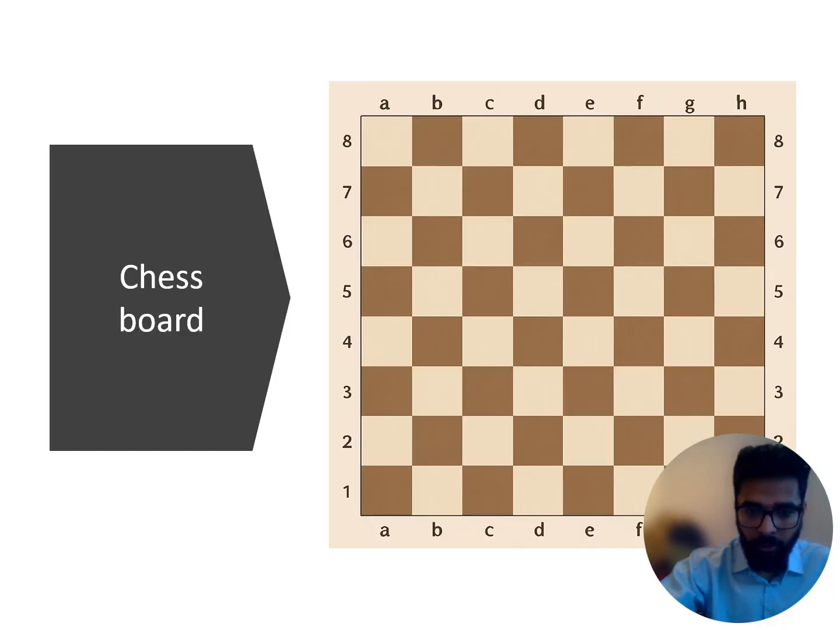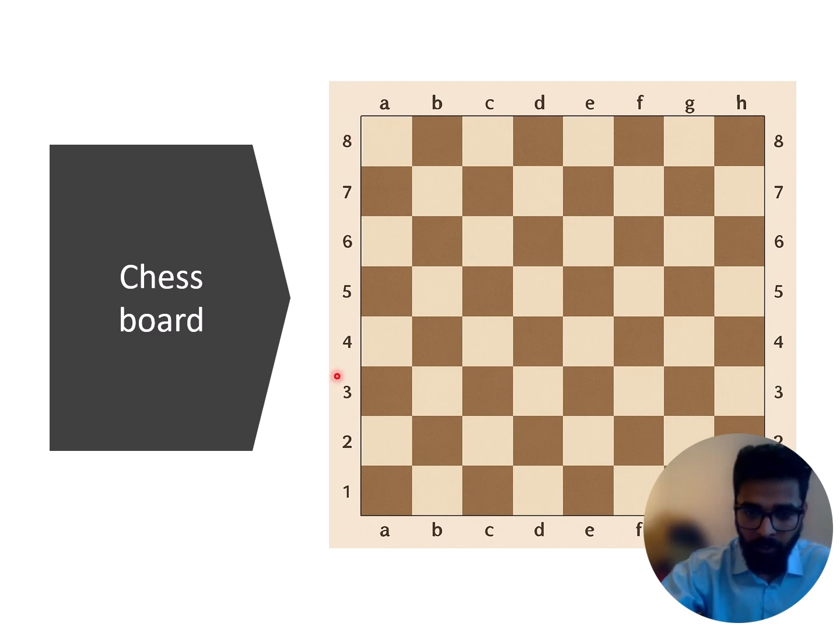If I talk about the chessboard, the chessboard is 8 by 8. It starts from A1 till H8. In the second rank, all the pawns of the white pieces will go, and in the 7th rank, all the pawns of black go. And the white queen goes in this square, which is D1.